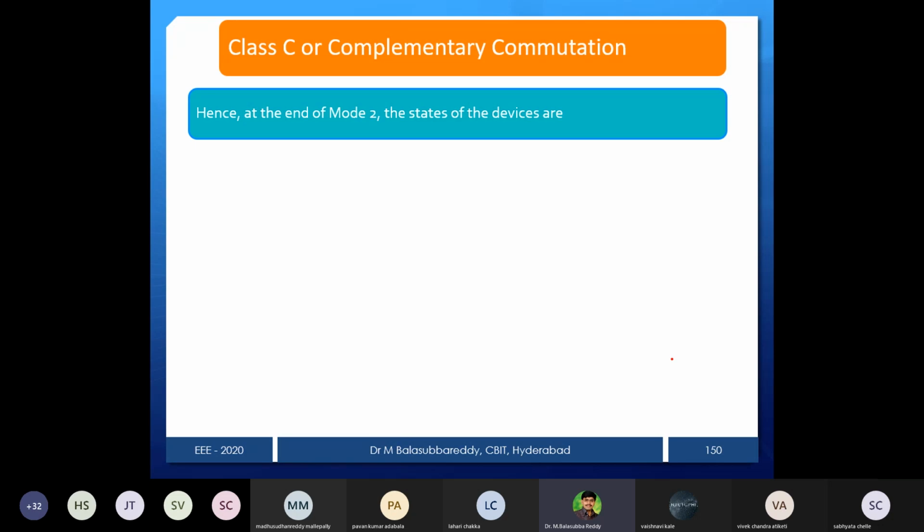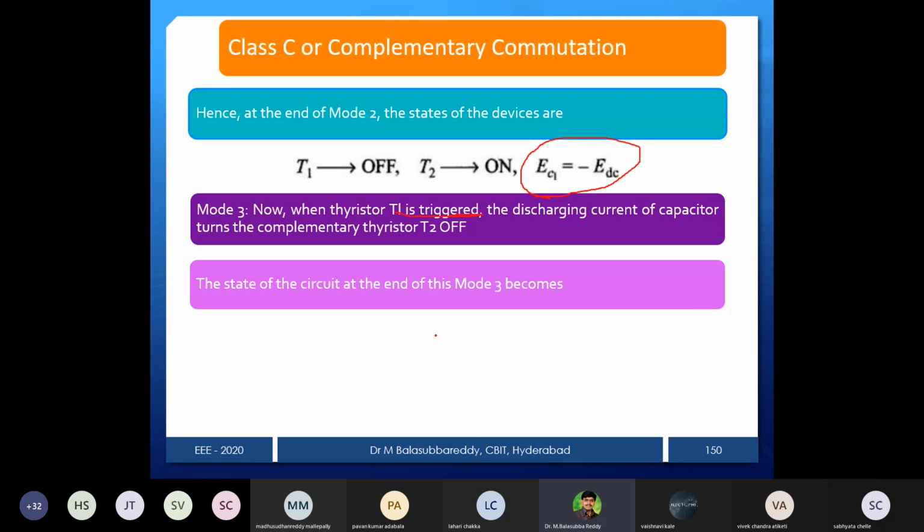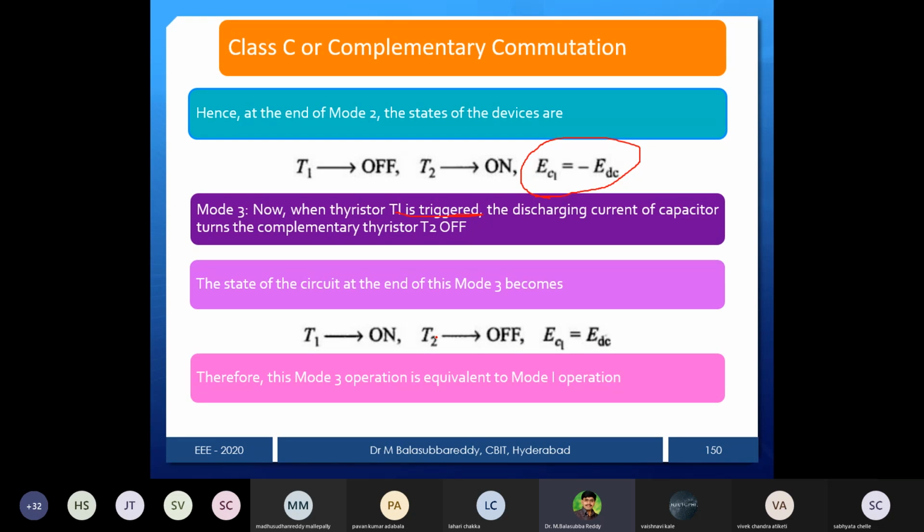And after that, again what will happen? Mode 2 starts, the device T2 is in on state and the voltage across the capacitor has already changed polarity, and after some time T1 is again going to be triggered and the cycle is going to be repeated. So this is the circuit operation, in very small steps. You just remember, open the circuit and see those steps.